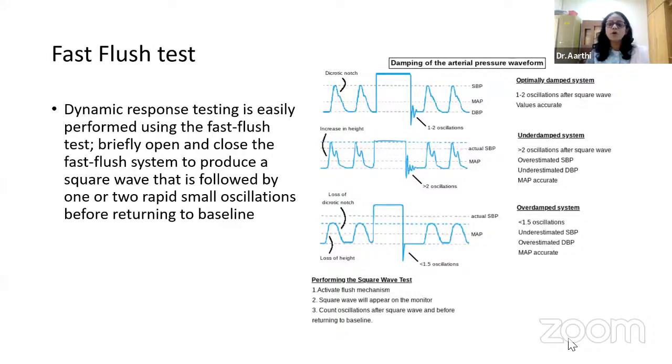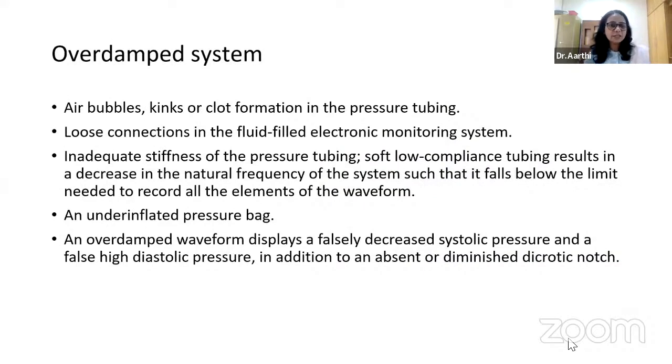The first one represents the optimally damped system, where after the square waveform you get 1 or 2 oscillations. Underdamped systems have more than 2 oscillations, and an overdamped system has less than 1.5 oscillations after the square wave test. Overdamped systems are caused by air bubbles, kinks or clots in the pressurizing tubing system, loose connections, or compliant tubing. All these things will cause overdamping of the system, and also an underinflated pressure bag. If the pressure bag is below 300 millimeters of mercury, this also causes overdamping of the system.